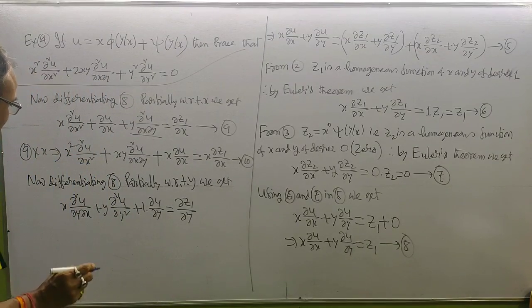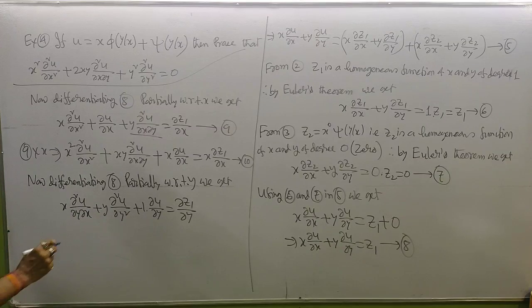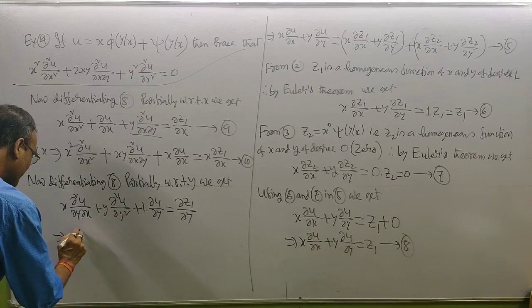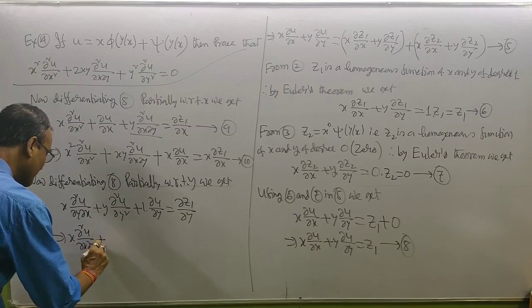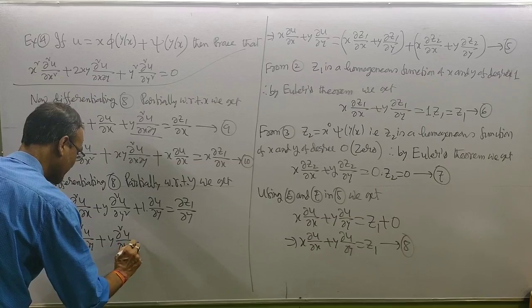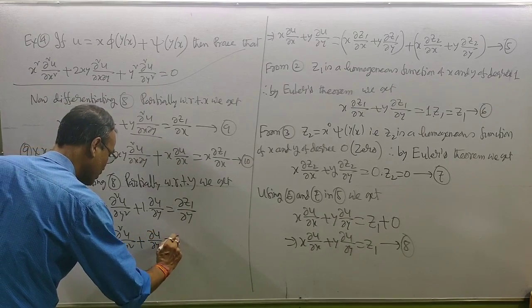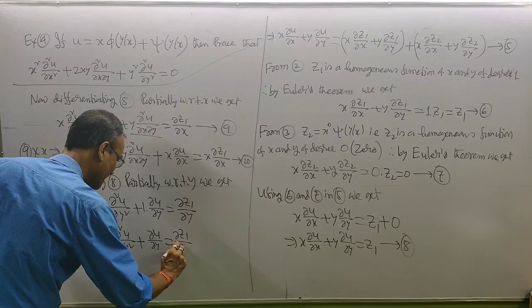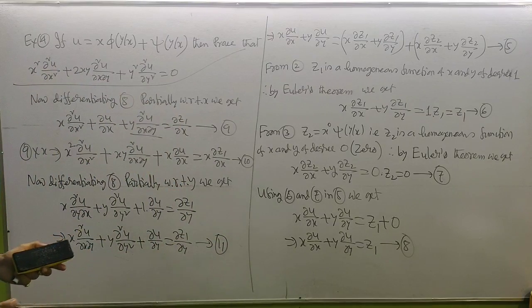We will enumerate like this. This means x ∂²u/∂x∂y + y ∂²u/∂y² + ∂u/∂y = ∂z1/∂y. Suppose this is number 11.